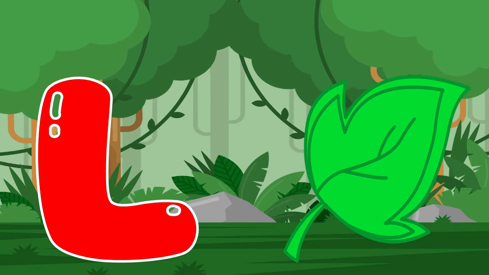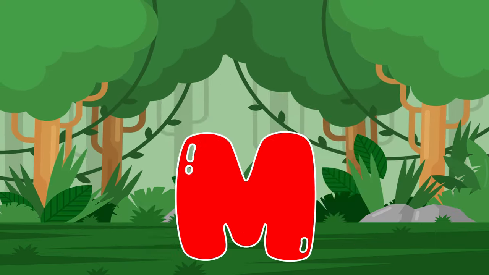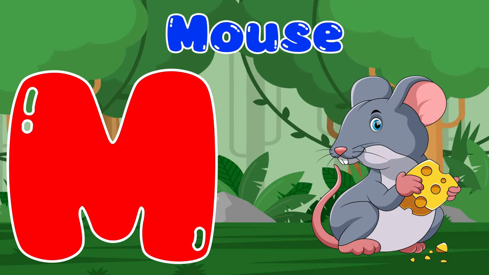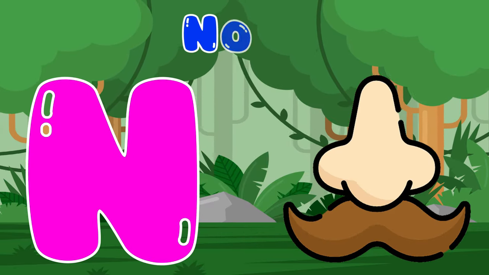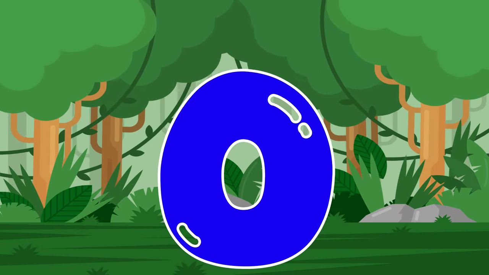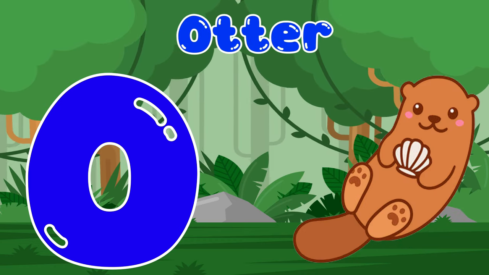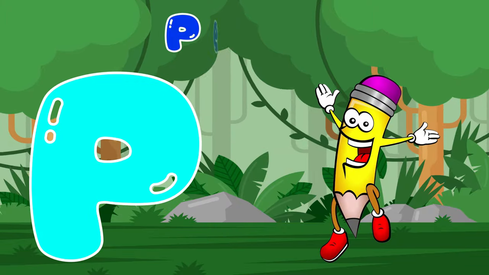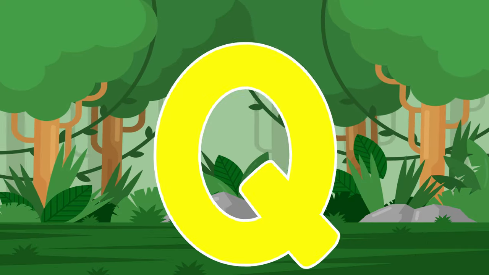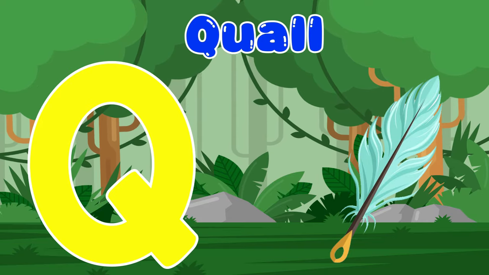L is for leaf. L is for lunch. M is for monkey. M is for mouse. N is for nose. N is for nest. O is for orange. O is for otter. P is for pencil. P is for piano. Q is for queen. Q is for quail.